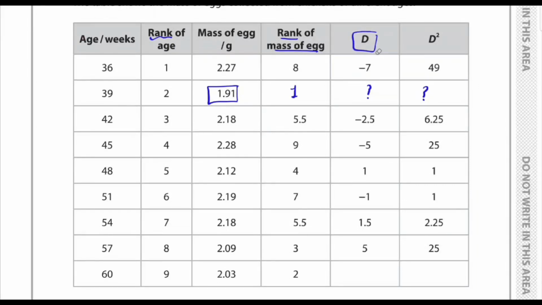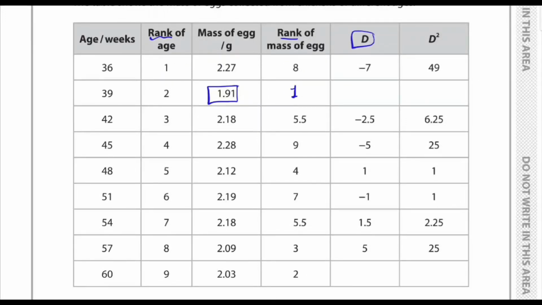D stands for the difference between which two parts exactly, and you can deduce this from the other data. -7 here came from the subtraction of 1 and 8. 1 minus 8 is -7. 3 minus 5.5 is -2.5. 4 minus 9 is -5. So now I have deduced that D is from the subtraction between these two values.